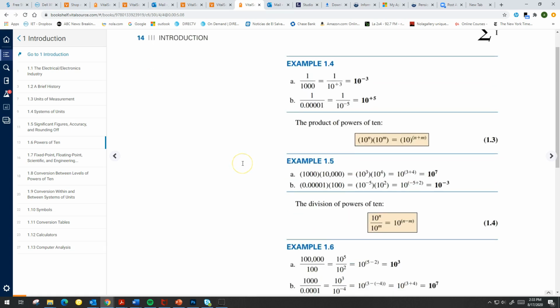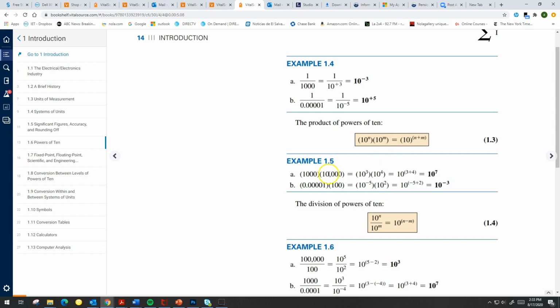The next one is the product of powers of 10. So the product of powers of 10 means that if we have two powers, one is n, one is m, whatever those numbers are, if we multiply those numbers, as long as they have the same base, the base is 10, right? So 10 to the n times 10 to the m becomes 10 to the power of the sum of the two powers, right? In this case, n plus m.